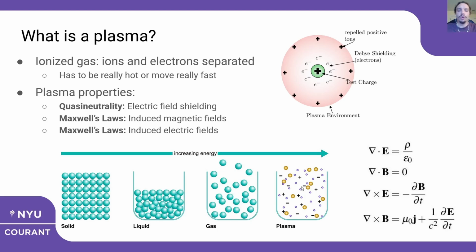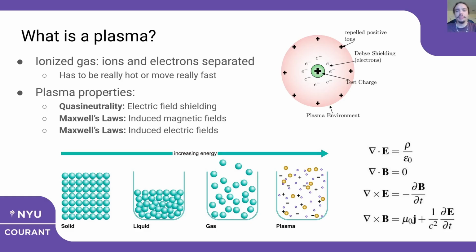And add even more energy and make it higher temperature, and now the electrons start to separate from the nuclei. And so you get a big cloud of electrons and ions all flowing against each other. This is called a plasma. So a plasma is really an electromagnetic gas.